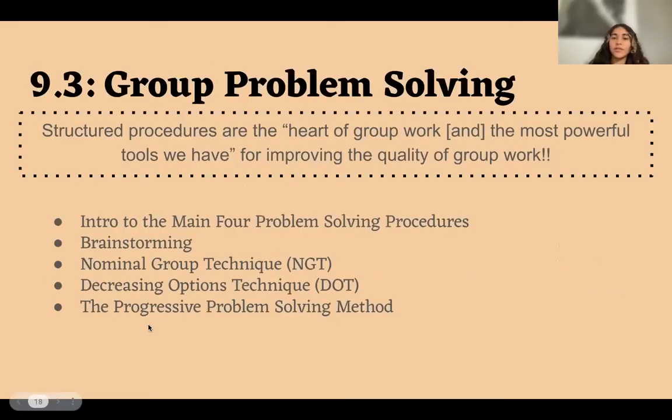But moving on from that. All right, my name is Soph, and I'm going to be taking care of section 9.3, group problem solving. So as we said previously, structured procedures are the heart of the group work and most powerful tools that we have for improving quality of group work. Some things I'll go over in this section are a small intro to the main 4 problem solving procedures, and then go in more depth with each of them. So that includes brainstorming, nominal group technique, decreasing option technique, and the progressive problem solving method, ending with a small discussion question.